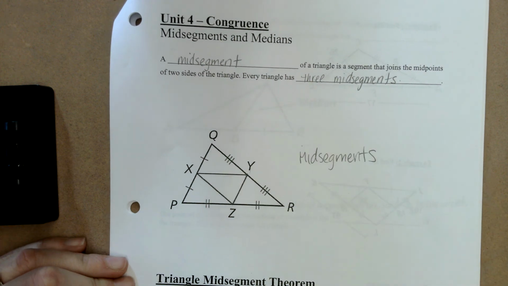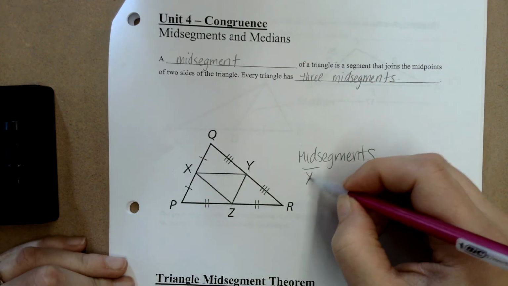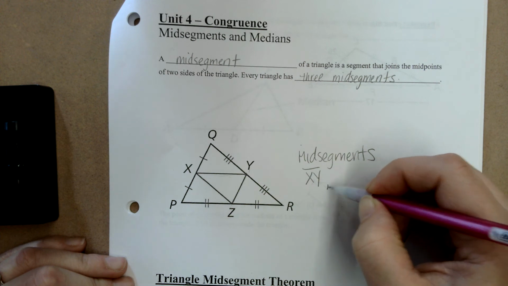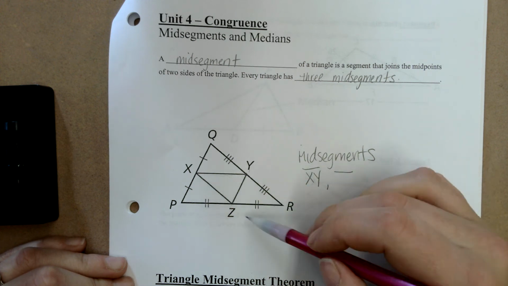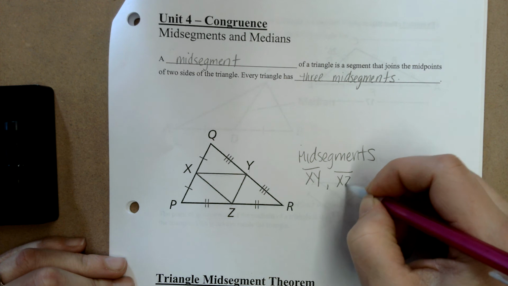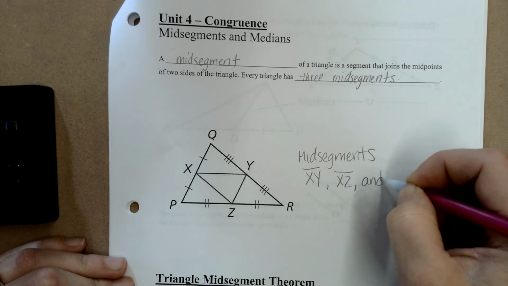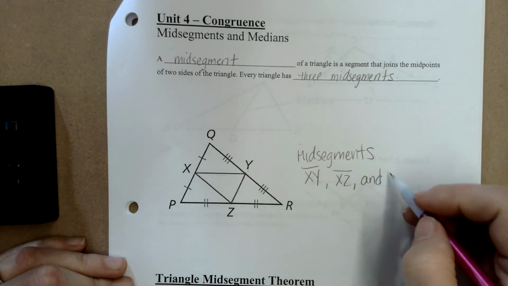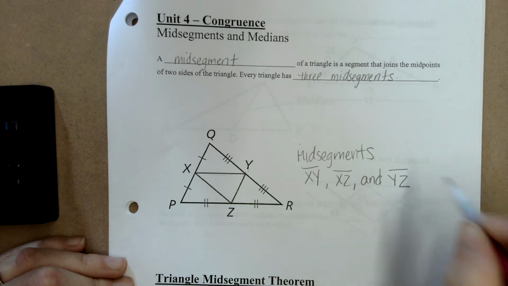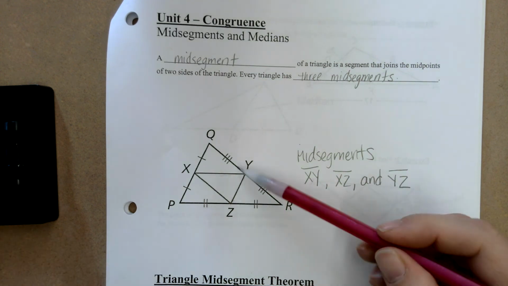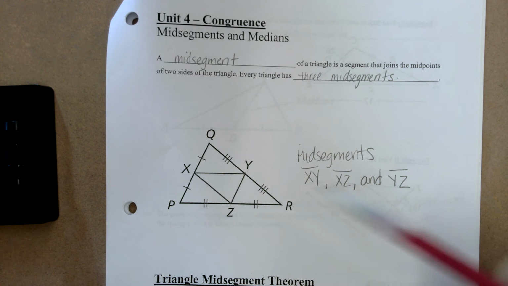So the midsegments in this triangle are XY, XZ, and YZ. So these right here are the midsegments. 1, 2, 3.